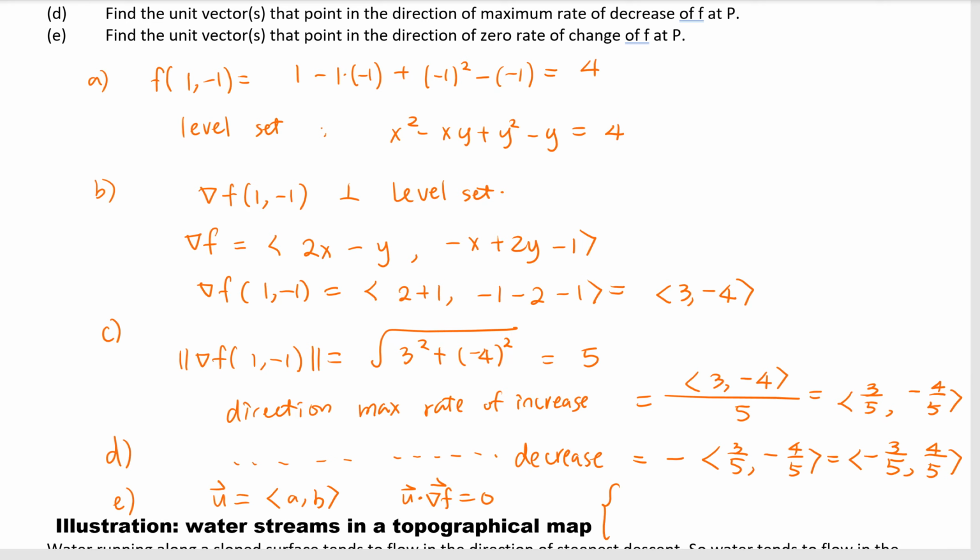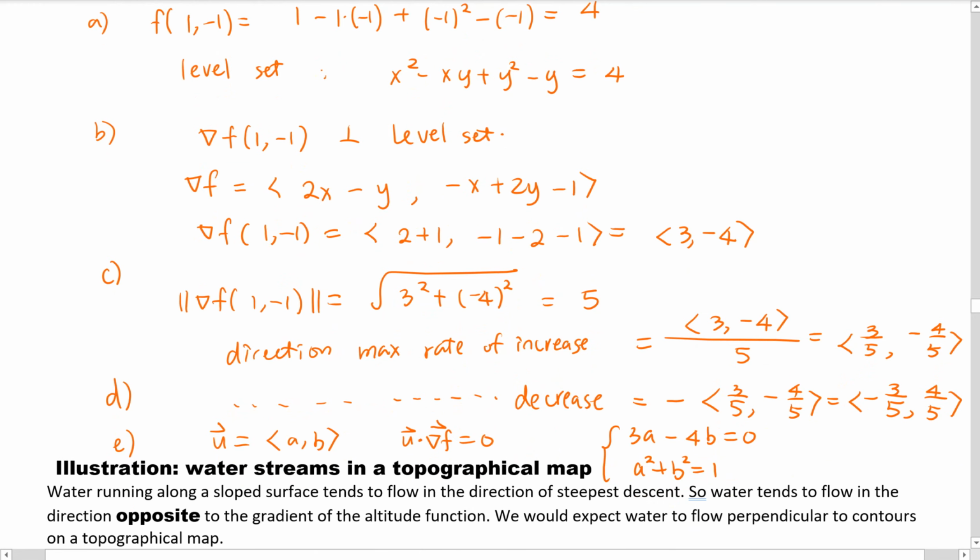So what do we have? 3a minus 4b is 0. And also, because u is a unit vector, a squared plus b squared equals 1. So far, so good, everybody? Okay. And how do we do it? We can use substitution, right?